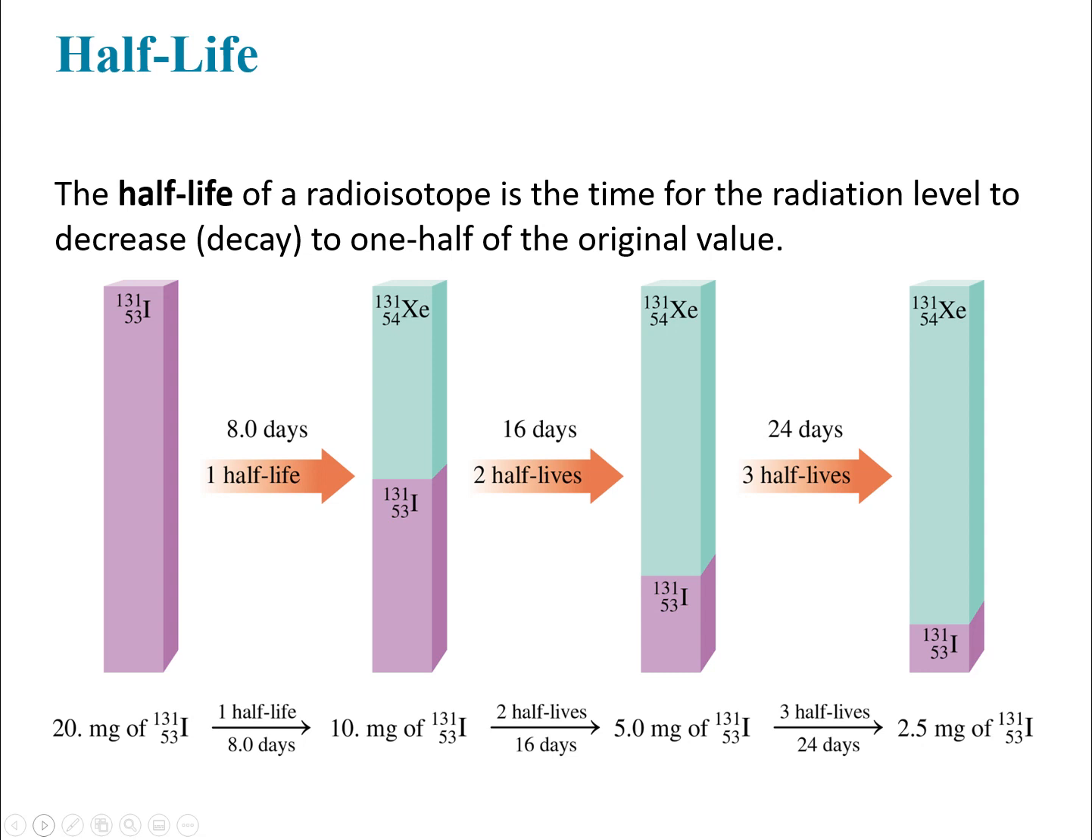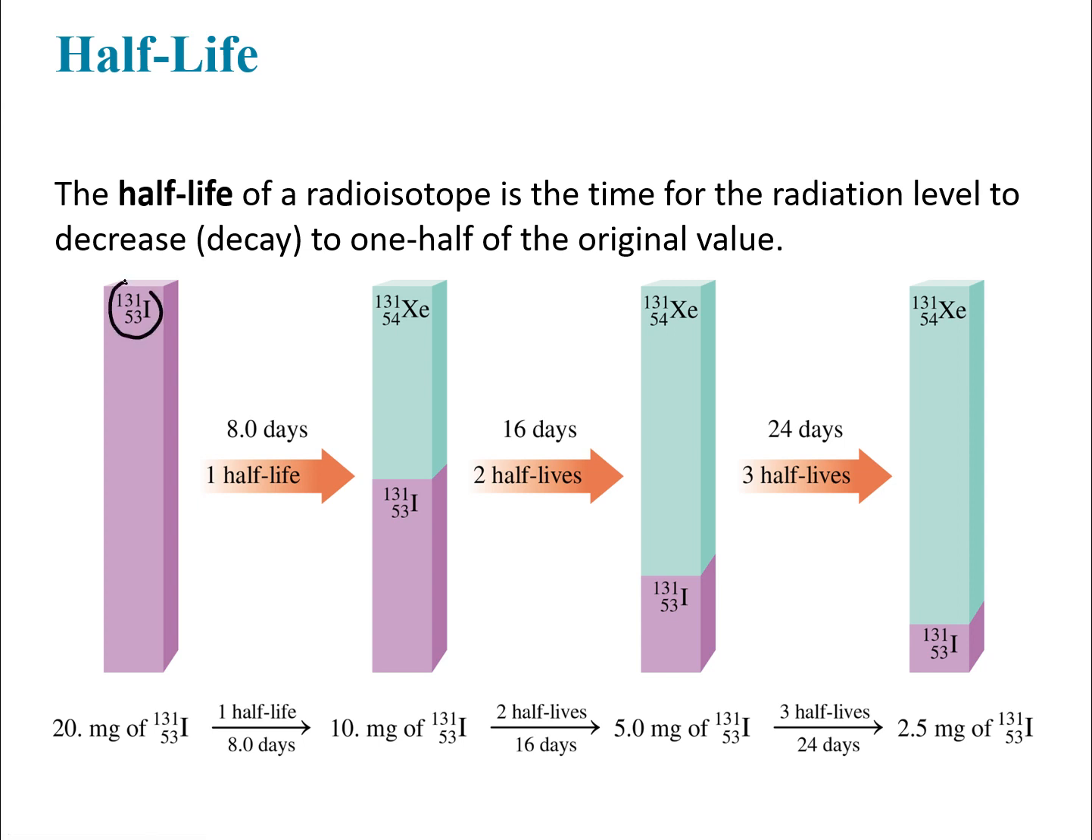So we're going to move on to the concept of half-lives and then do a couple of problems with half-life. So radioisotopes decay over time. That means eventually they're going to stabilize that nucleus by emitting some energy, releasing a particle, what have you. The amount of time that it takes for the radiation level to decrease to 1/2 of its original value is called the half-life.